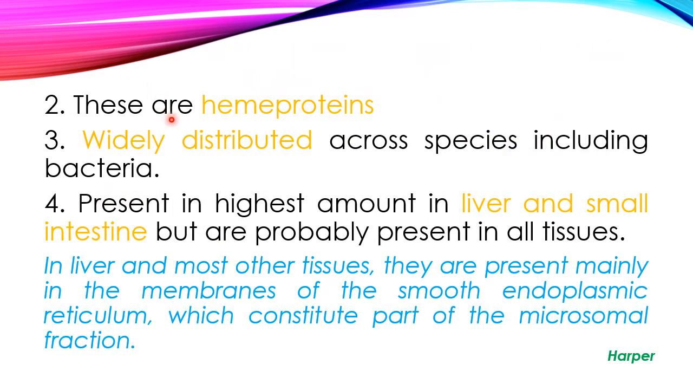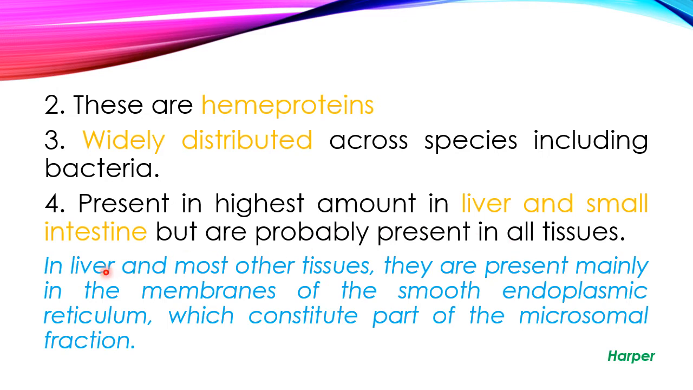Cytochrome P450s are heme-based proteins. In our last lecture, we studied in detail the role of heme of cytochrome P450 in catalyzing the hydroxylation reaction in phase 1. Cytochrome P450s are widely distributed in many species, even including bacterial species. These are found in highest concentrations in the liver and small intestine, and they seem to be present in almost all tissues.